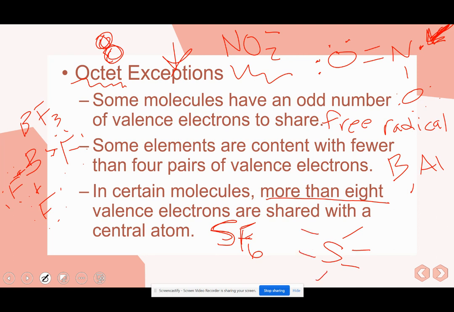Basically, he would end up with a Lewis structure that has sulfur in the middle, surrounded by 6 fluorine atoms, and of course they all need their lone pairs around them. Okay, so there's your octet exceptions. Some guys have an odd number, so you get a free radical, a lonely electron. Some elements are happy with less than 8 valence electrons. Boron is a good example there. And then some are happy with 8. Some atoms are happy with more than 8 valence electrons. They get super greedy, and sulfur was an example there.